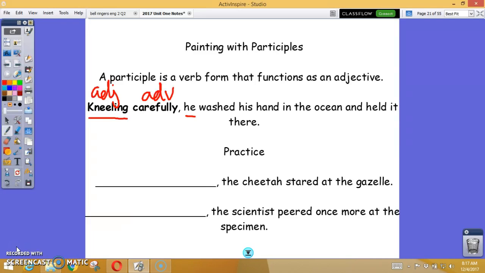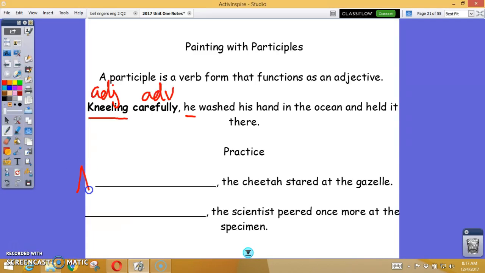Why is he kneeling carefully? Is he injured? Is he just not wanting to fall in? Is he afraid of the water? Whatever it may be, it adds a lot more to the description than he just washed his hand in the ocean. Okay? So let's talk about these examples that I have here.